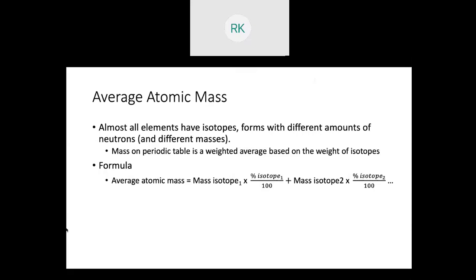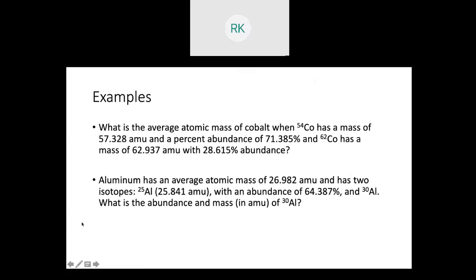One thing I want to point out is why we divide the percent abundance, which is just listed here as percent isotope, by 100. The reason we divide it by 100 is we just want to convert our percent abundance to decimal form, right? So if it's 60% abundant, we're going to plug it in as 0.6, which is really just 60% divided by 100, okay? And so we will go through two examples just so this makes a little sense to you guys.